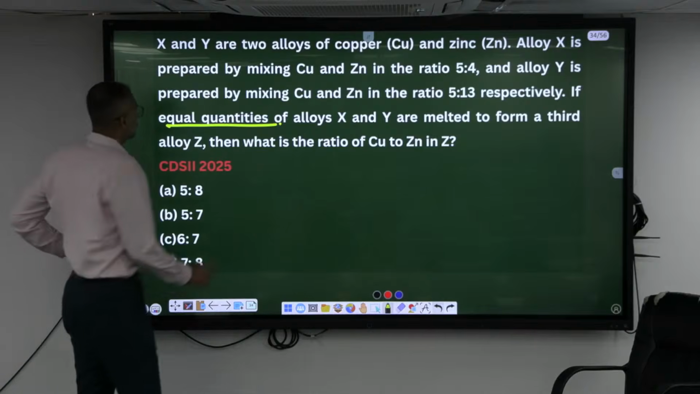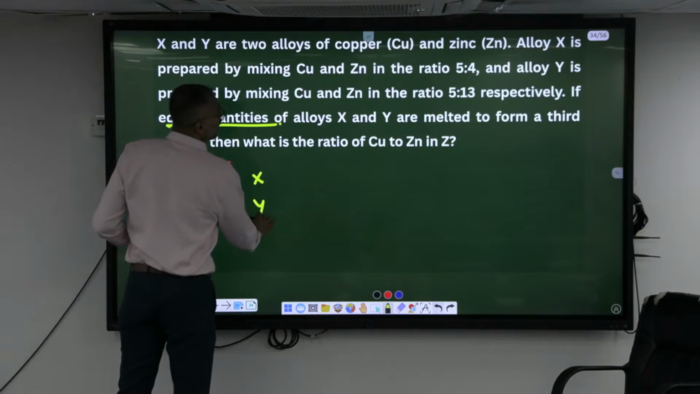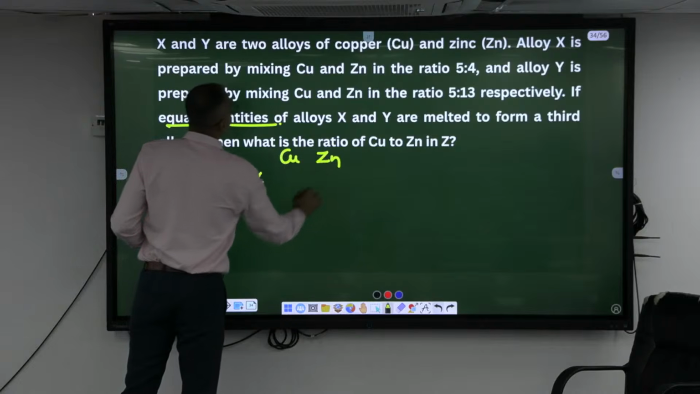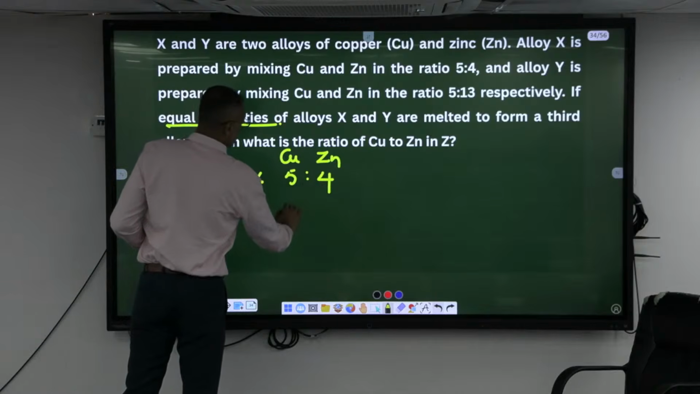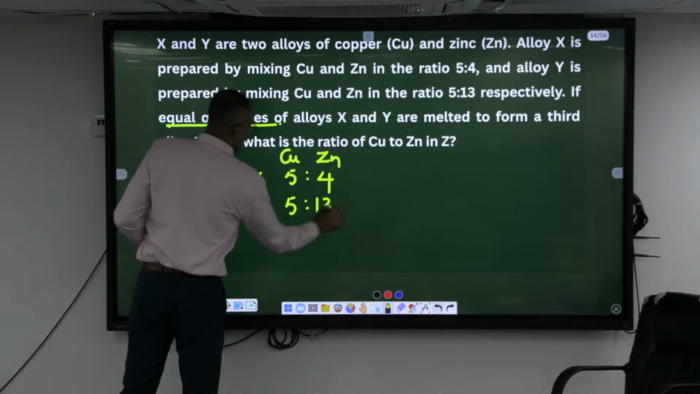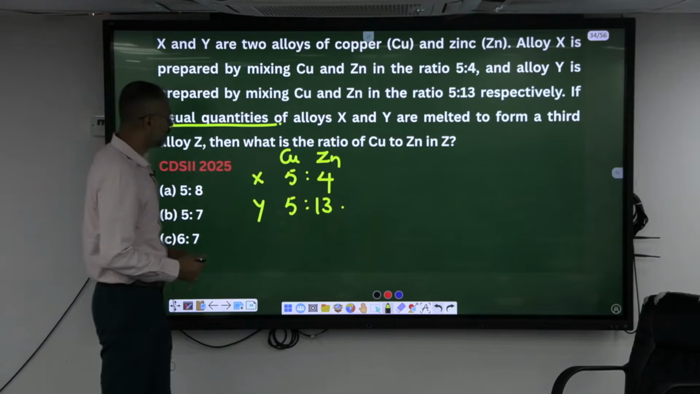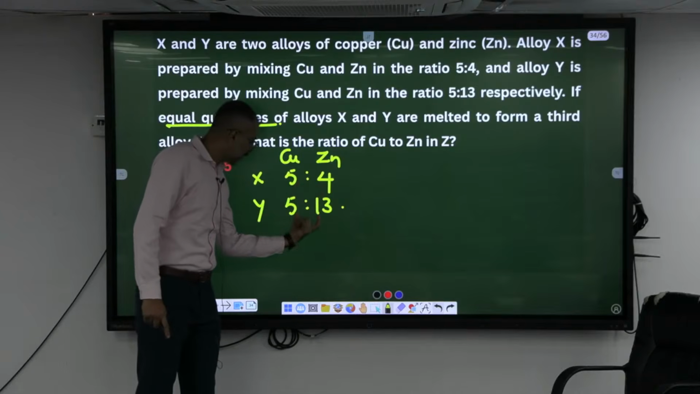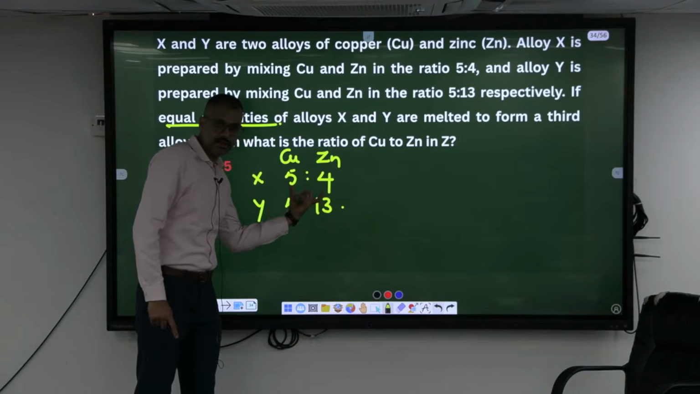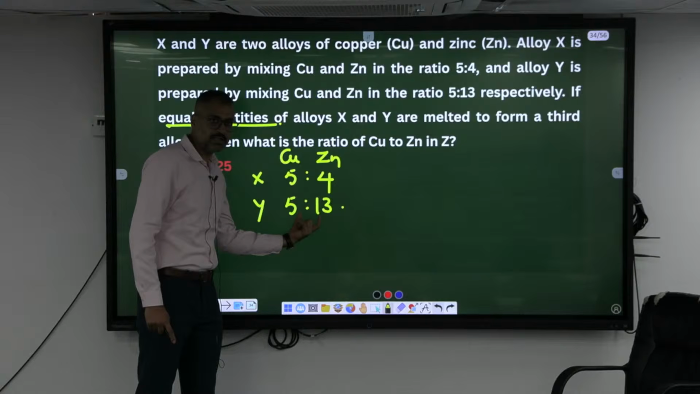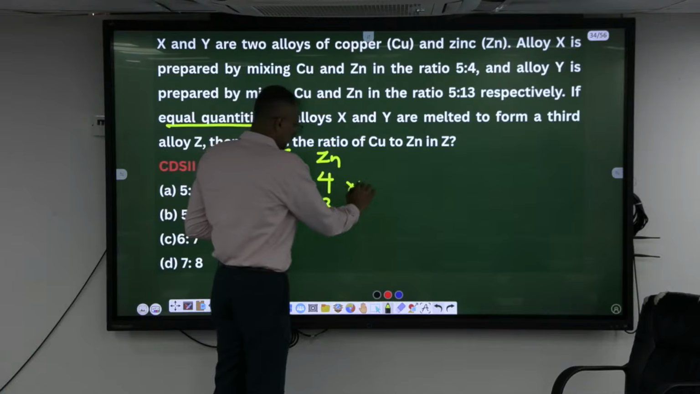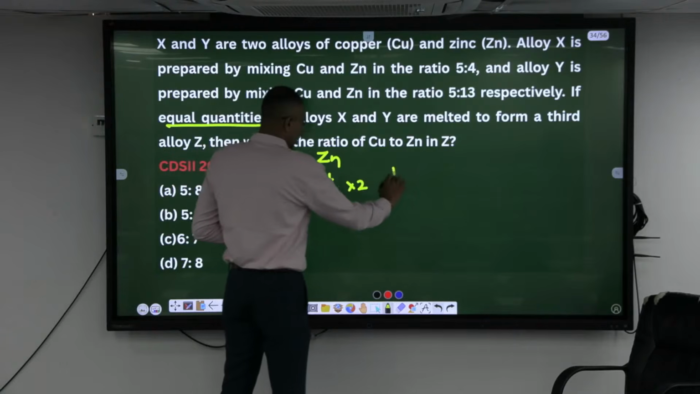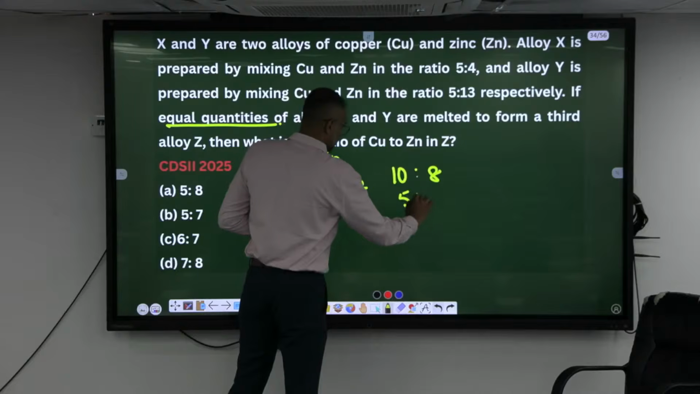X and Y are two alloys in which we have copper and zinc in the ratio 5:4 and 5:13. Okay, if equal quantity, do you see, are they equal? No. What is the quantity here? 9 parts. Here it is 18. Okay, here it is 9, means here also 9, or else if it is 18, here also 18. Idhan madaboda 18? How? Yeah, into 2. Okay, into 1 you can do. So this is 10 and 8, this is 5 and 13.